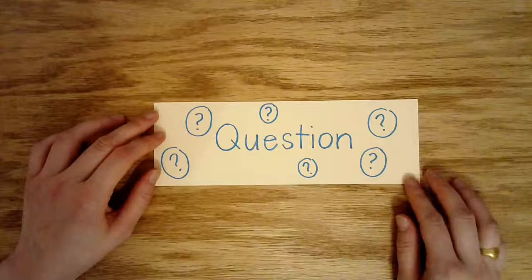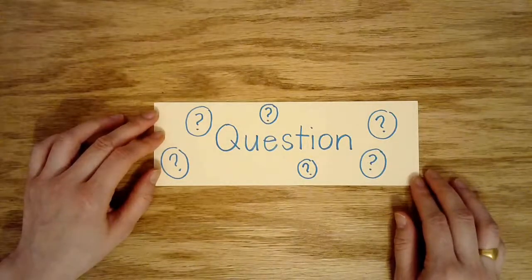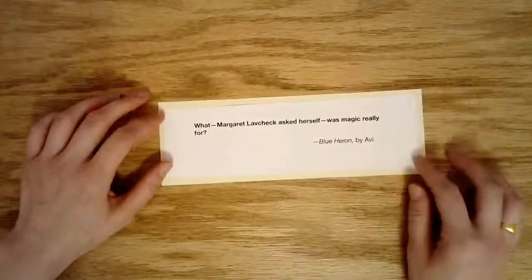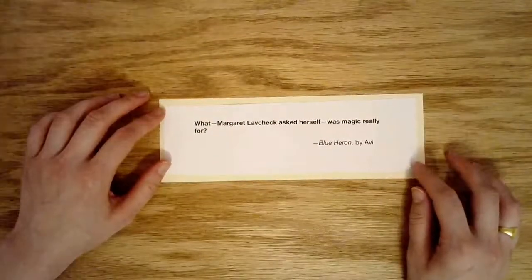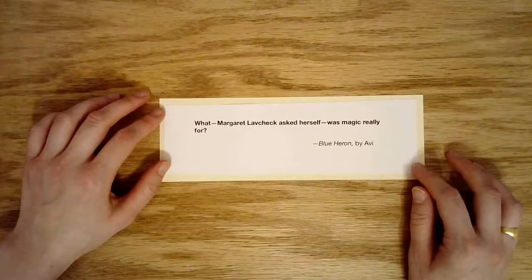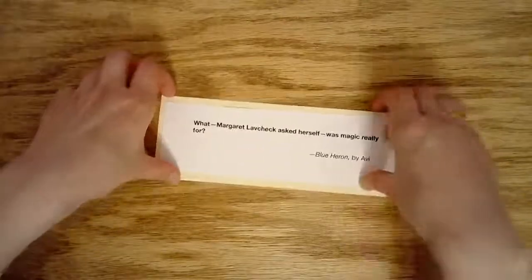Another way to start a story that will hook your audience is with a question. So here's an example from a book called Blue Heron by Avi, and it starts out like this. "What, Margaret Lovchek asked herself, was magic really for?" So that's a beginning, starting with a question.